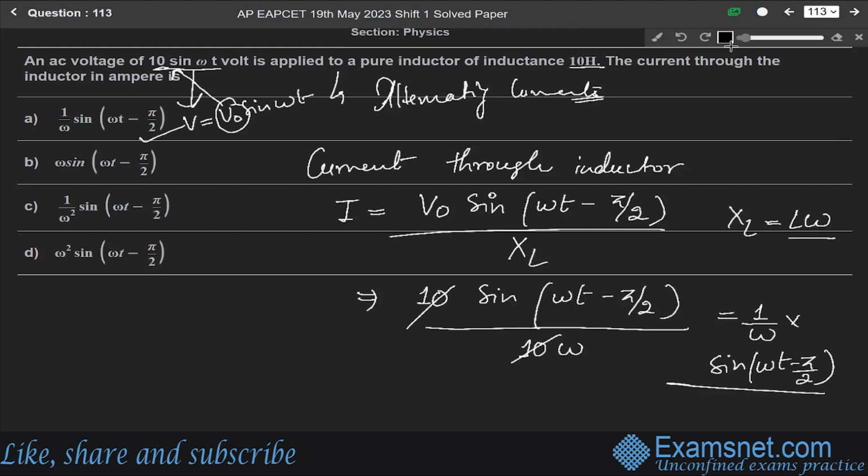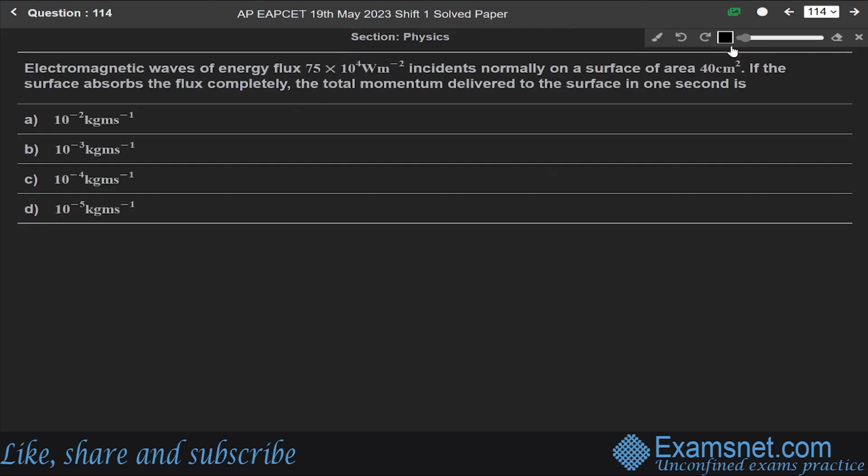Okay. Now next question 114. The electromagnetic waves of energy flux 75 into 10 to the power 4 Weber per meter square incident normally on the surface of area 40 centimeter square. If the surface absorbs the flux completely, the total momentum delivered to the surface in 1 second is. Okay. So this question is from the chapter of electromagnetic waves.